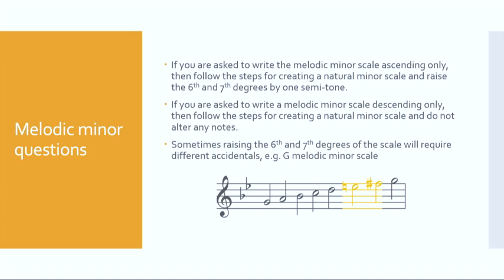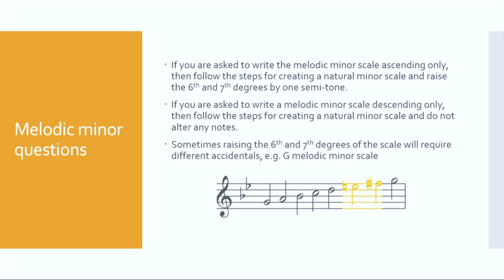Sometimes raising the 6th and 7th degrees of a scale will require different accidentals. So far we've worked with all the same accidentals. But let's look at G melodic minor scale ascending. You'll see that G melodic minor has got 2 flats. It's related to B flat major. The 2 flats are B flat and E flat.